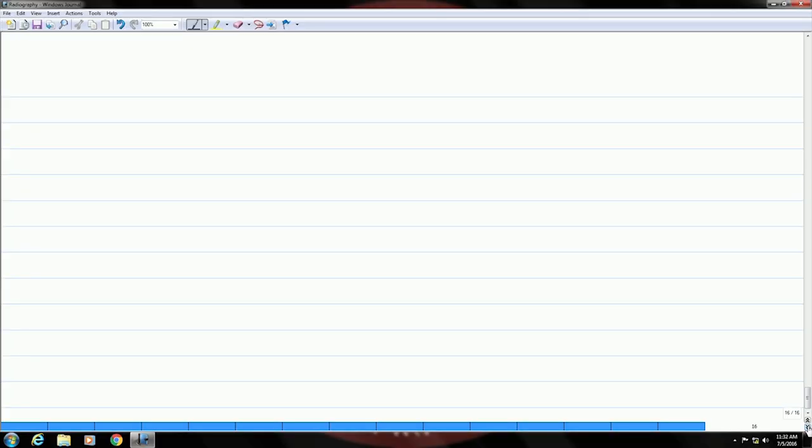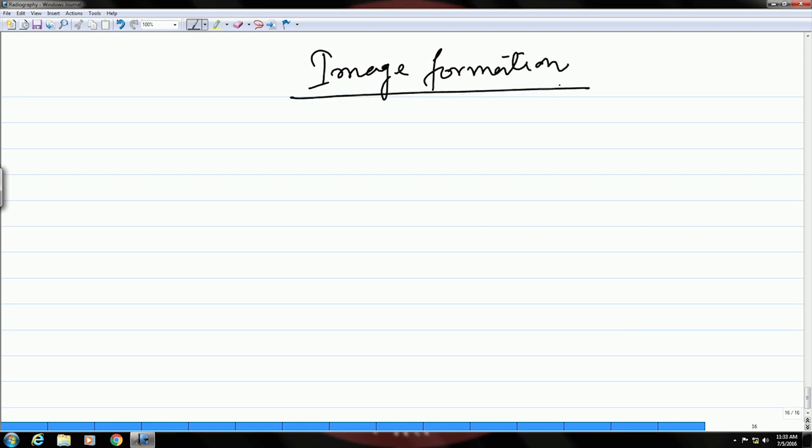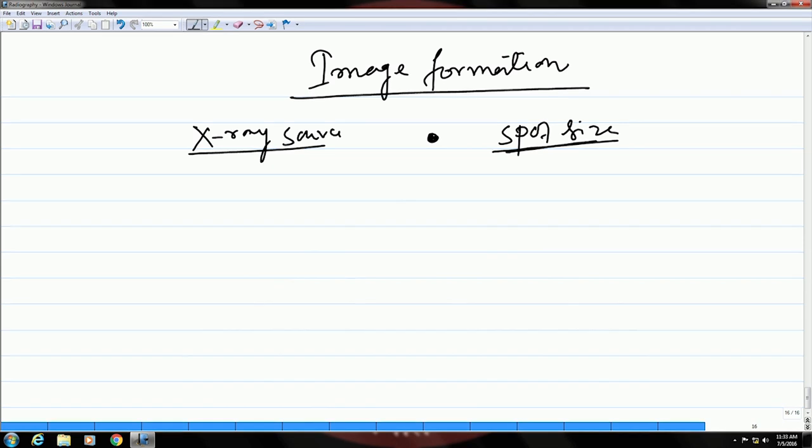So, if you talk about the image formation now, the first thing that you need is an X-ray source. And the source should be as small as possible in terms of the spot size. If you have a point source, that is best, but practically using a point source, there are limitations which we are going to talk about now.